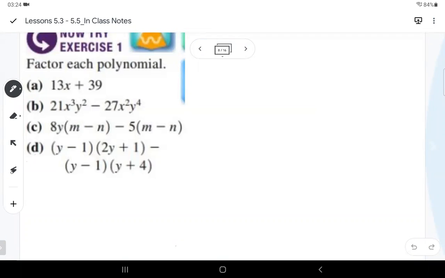Okay, so here's our question for section 5.4. We need to figure out what we can pull out from 13 and 39. Well, the factors of 13 are 1 and 13. The factors of 39 are 1 and 39 and 3 and 13. So we can actually pull out a 13 and we're left with x plus 3. And if you distributed that, you would get back to the question. So we know that we did that one right.